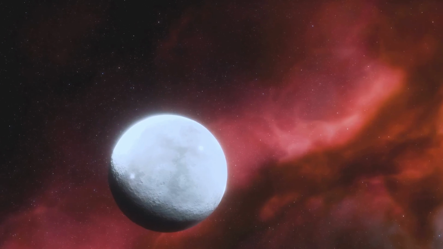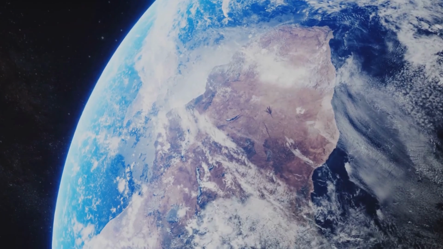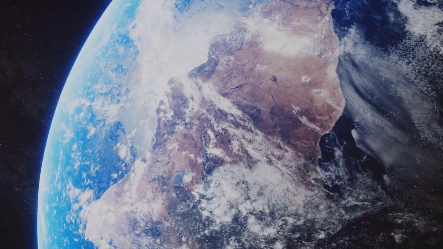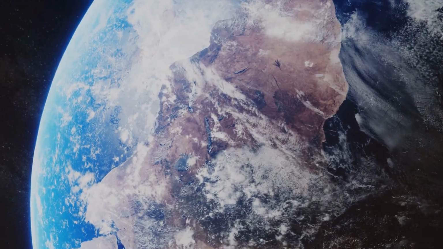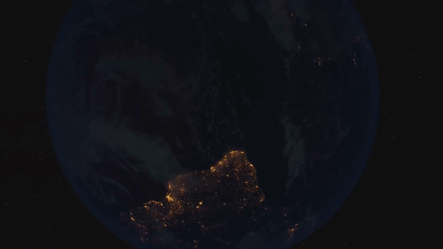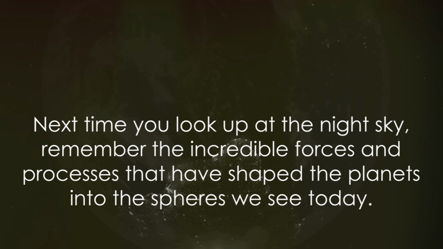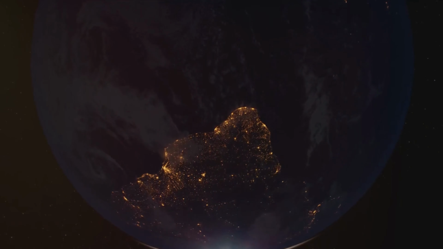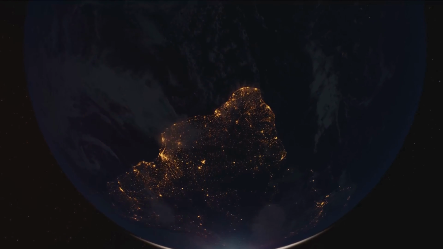Our expedition didn't stop there. We explored the intriguing exceptions to the rule. Celestial bodies that, due to their rapid rotation or irregular composition, deviate from the perfect spherical shape. Finally, we pondered over the implications of spherical planets, from the distribution of their climates to the way they interact with light and other celestial bodies. Next time you look up at the night sky, remember the incredible forces and processes that have shaped the planets into the spheres we see today.